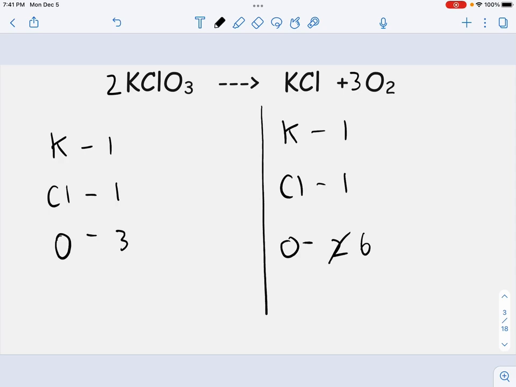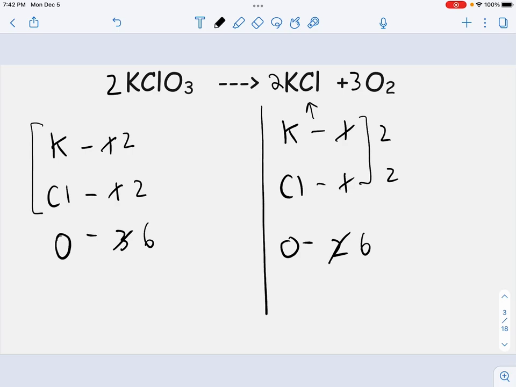But whenever you do that, you have to account for everything in that molecule. So we now have 2 potassiums, 2 chlorines, and 6 oxygens. So we've changed some things up. Now oxygen balances, but not potassium and chlorine. So we have 2 potassiums and chlorines each on the left-hand side, and we're going to need 2 on the right-hand side. So what can we do? Take a look at KCl. We can put a 2 in front of KCl, and now we've doubled the amount of potassium and chlorine.